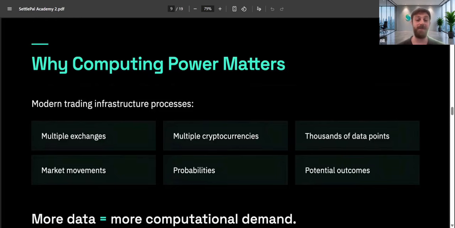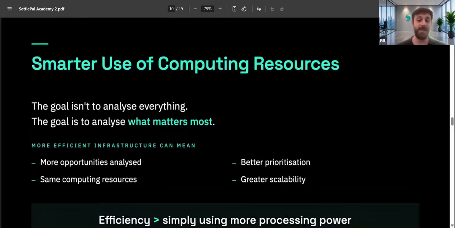That's the simple fact. The same principle, of course, applies to SettlePal. Every exchange monitored, every cryptocurrency analyzed, every trading pair reviewed, every additional variable calculated. All of those require computing resources. Now, let's just imagine there are 10,000 possible opportunities waiting to be analyzed. Some may already have extremely low liquidity. Some may have spreads that are way too small. Some may have very low execution probability. It would be completely inefficient to spend exactly the same amount of computing power analyzing every single one.